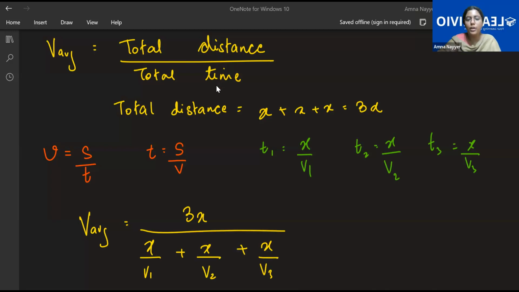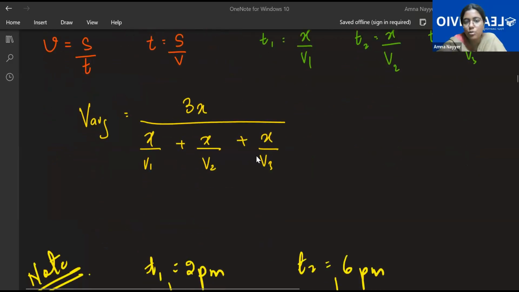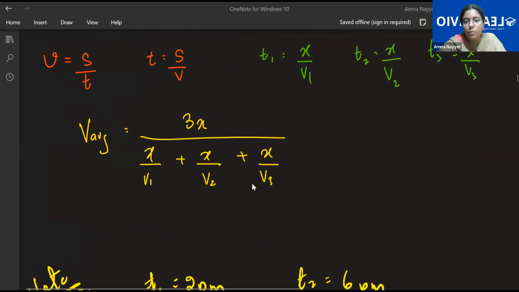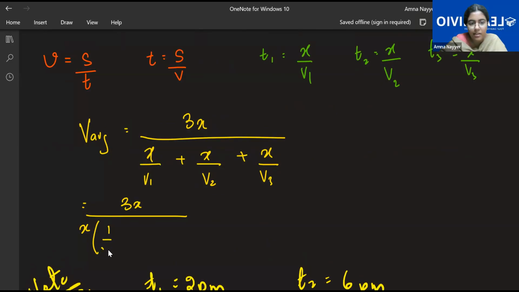Now I am going to use the LCM part, so pay attention here. When you have the denominators different, I want to solve this further, but all the denominators are different. I cannot add x plus x like this. What I can do maximum is 3x is there. Now pay attention. If I take x common here, what will I be left with? I have taken x out: 1 by v1, 1 by v2, 1 by v3.